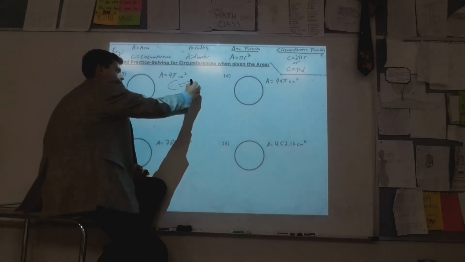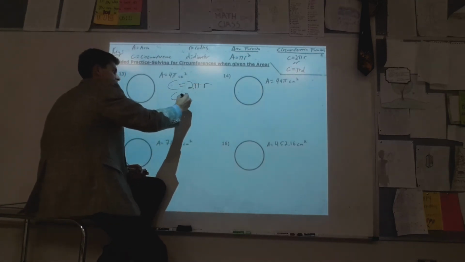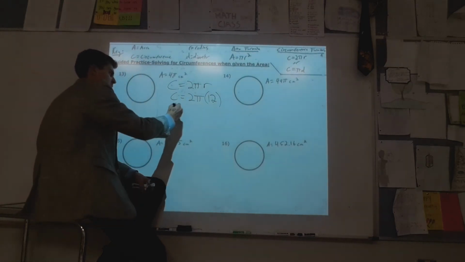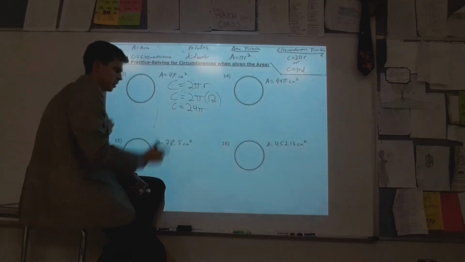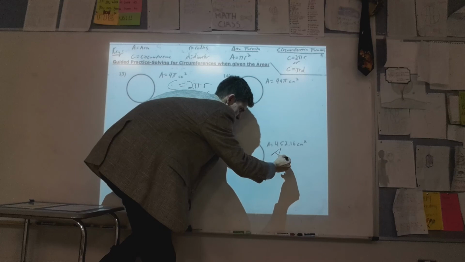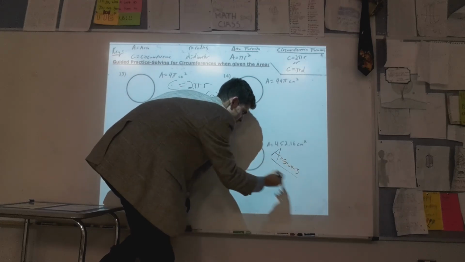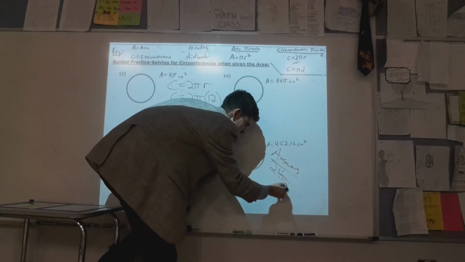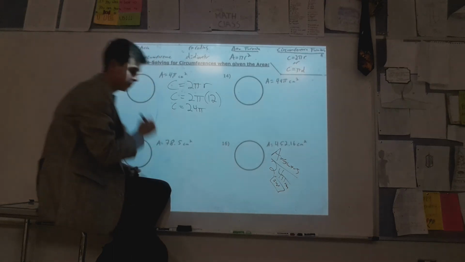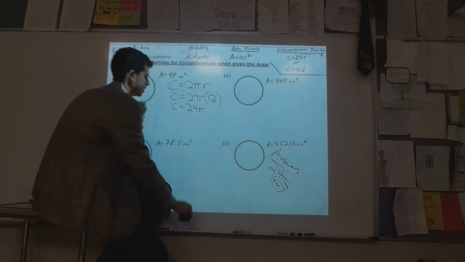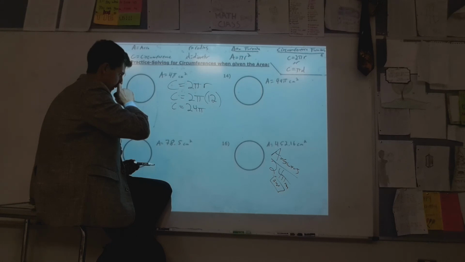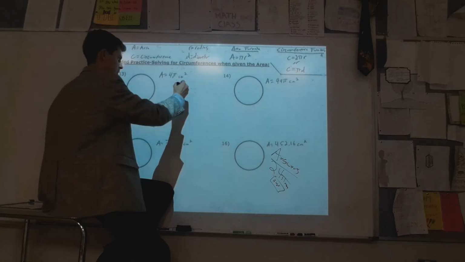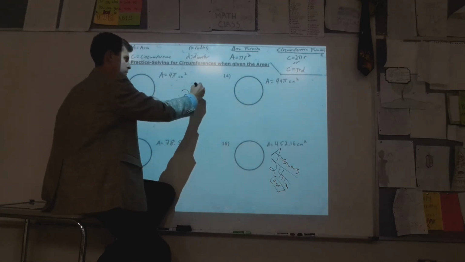So circumference is equal to 2 times pi times r. Circumference is equal to 2 times pi times 12. Circumference is equal to 24 pi. So I know here that one of my answers is 24 pi centimeters. Yep, centimeters. And we'll go ahead and multiply this out. 24 times 3.14.